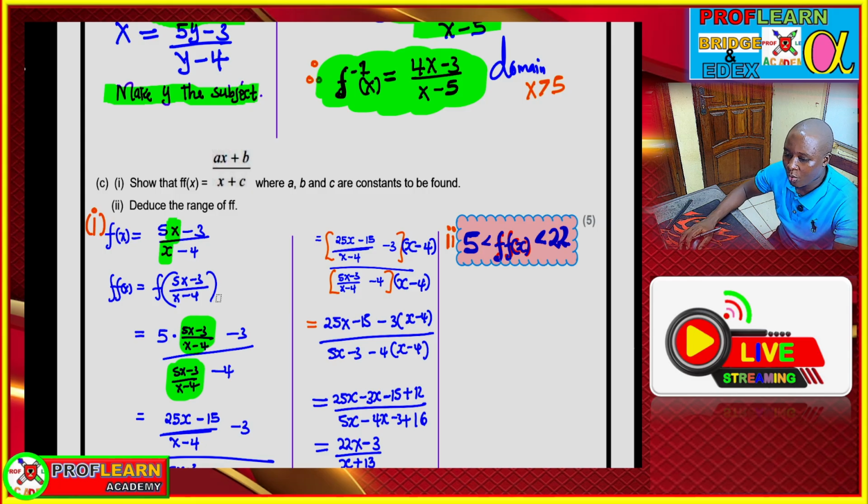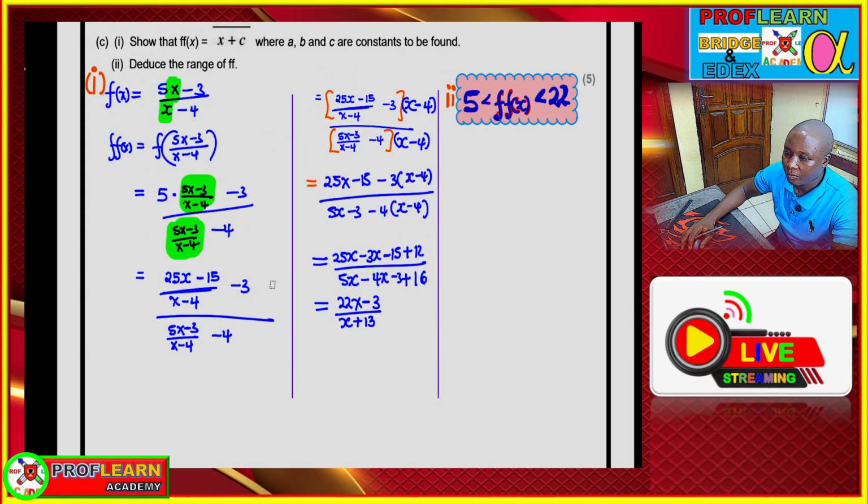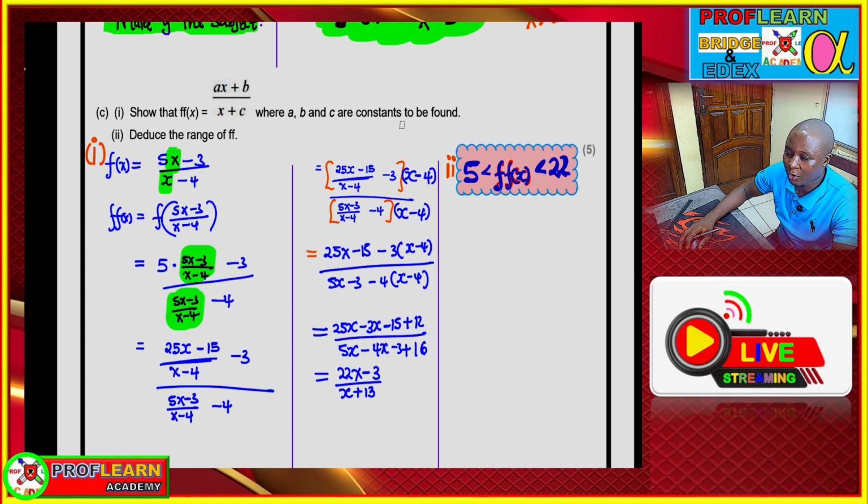Then you need to go ahead and simplify the expression. The way I decided to simplify this is that I've multiplied the numerator and denominator by x minus 4 so that I get rid of the fraction. I don't feel good when I see fractions. I have to remove that fraction by multiplying the denominator and the numerator by x minus 4.